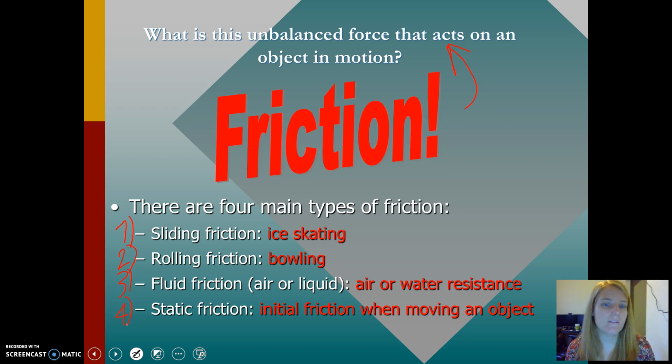So that's fluid friction. And then static friction is the initial friction when you try to get something to move. So say I'm pushing my rolly chair, or I'm pushing my phone on the counter here, on the desk here. I have to put in an initial amount of force to get it to start moving. Okay, so friction is an unbalanced force that acts on objects in motion, and we have four kinds: sliding, rolling, fluid, and static.